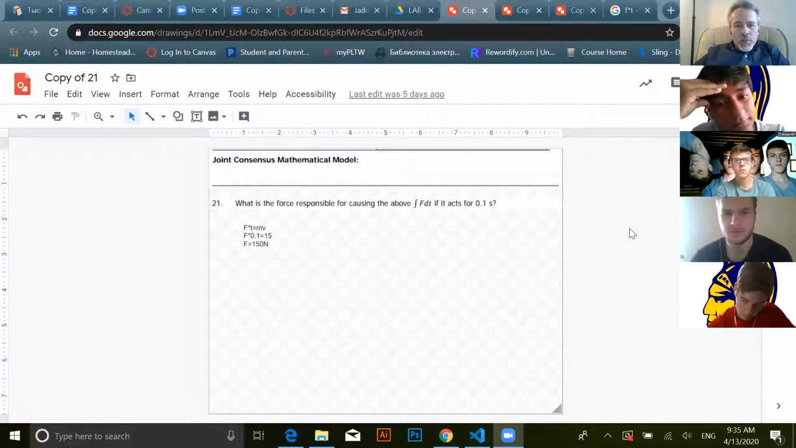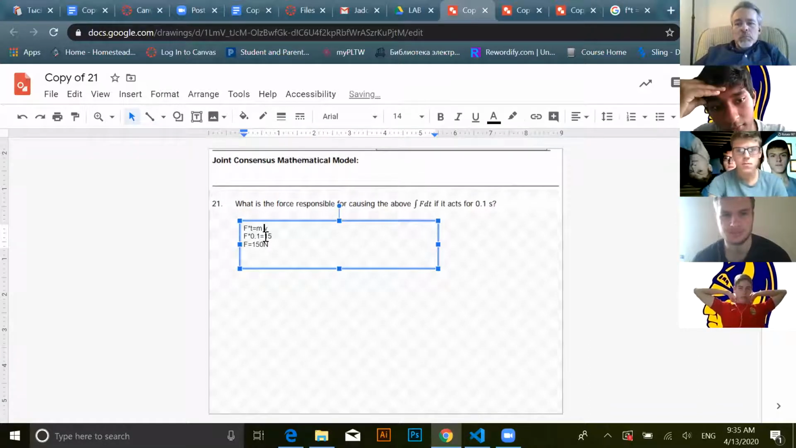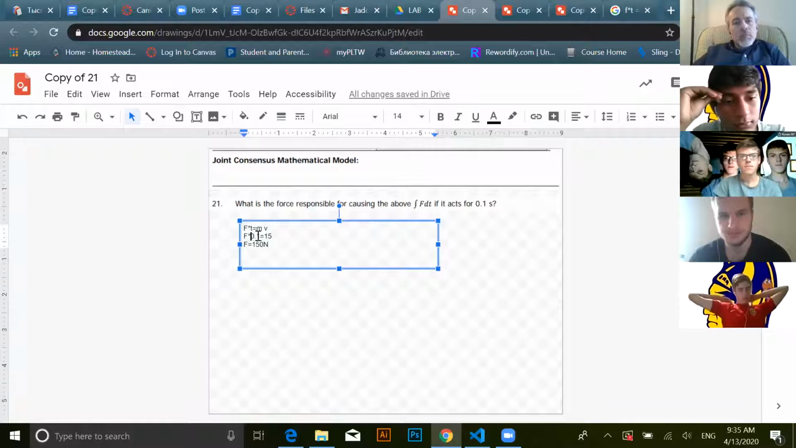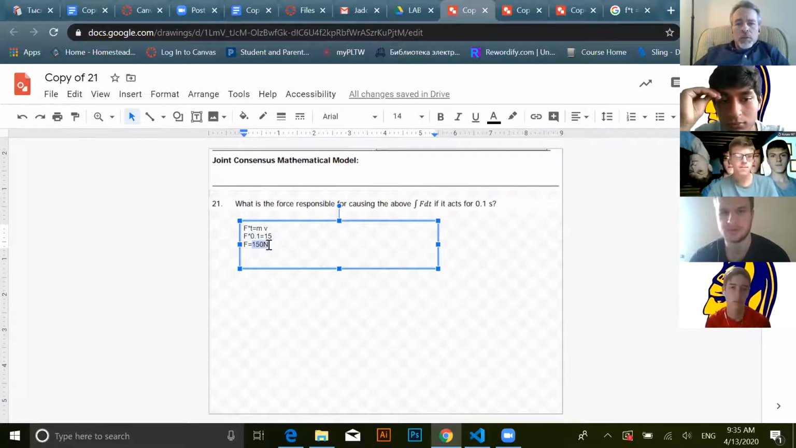Yeah, so force times time, which is impulse, equals m change in v. I forgot to put the delta sign. Right. So impulse equals the change in momentum. So the force times the time, and we have that change in momentum, and we just find the force, which is 150 newtons. Perfect.